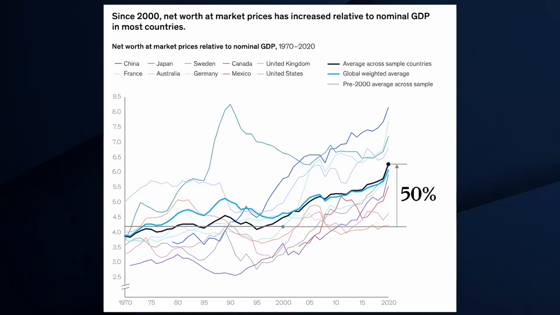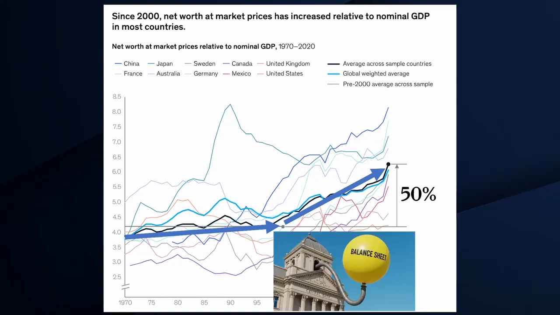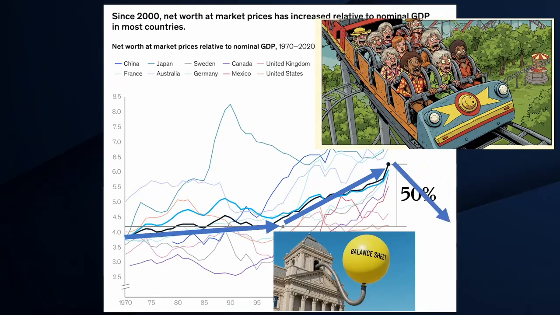The black line is the average of the sample. It stayed around 4 up to 2000. Then it went from 4 to 6 after that, exactly when central banks started to go unconventional. Because of central bank policies, assets are now 50% more expensive. But I think it will go into reverse.